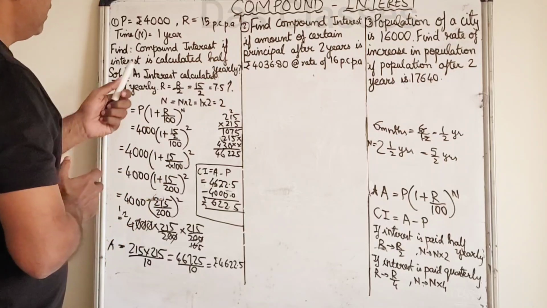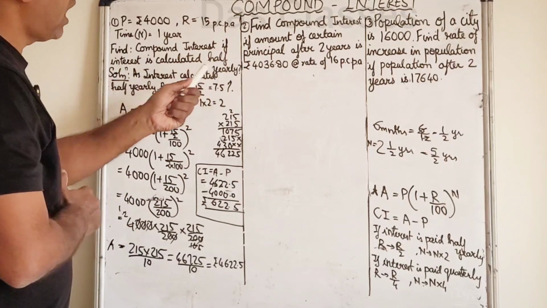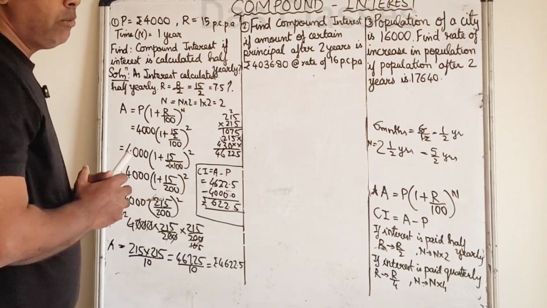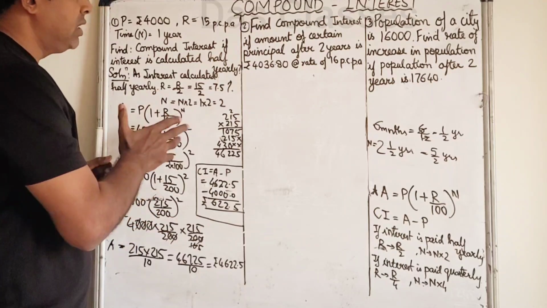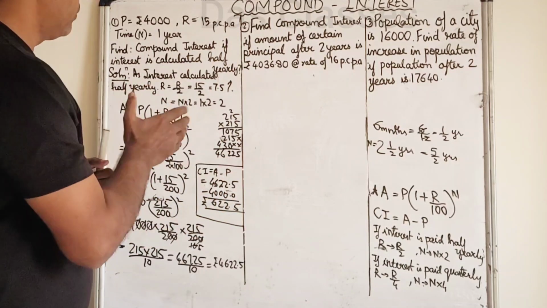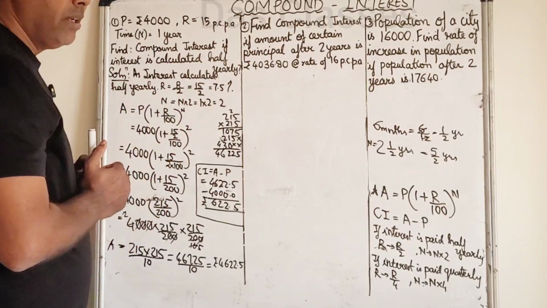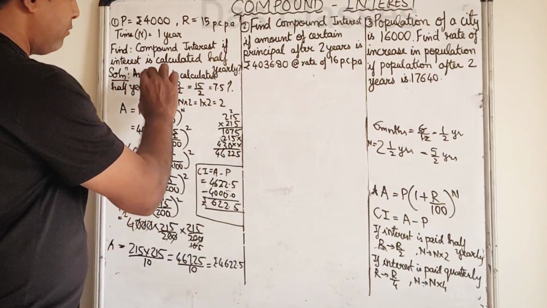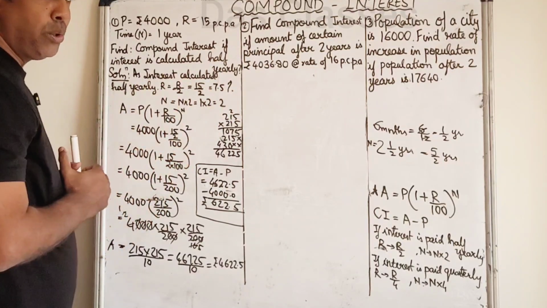Another thing, in this question the interest was calculated half yearly. Most of the time when the sums are given in exams, you'll not see it written compounded half yearly or compounded quarterly. It's a normal sum. The sum will be: find the compound interest. In that case, you don't have to do this part. The rest, everything is going to remain the same.